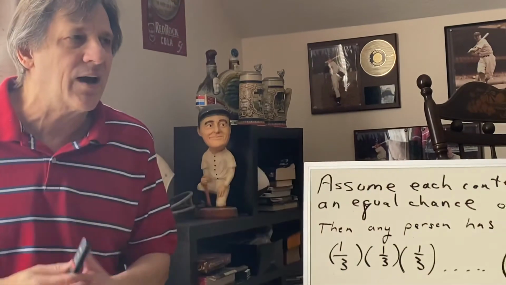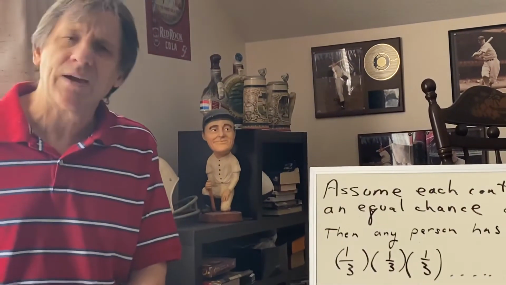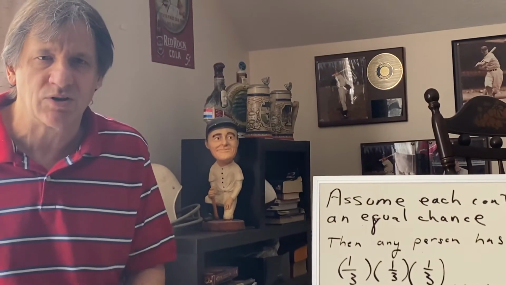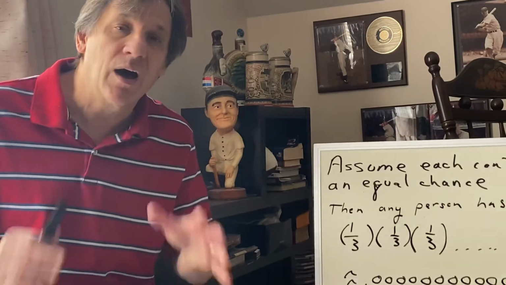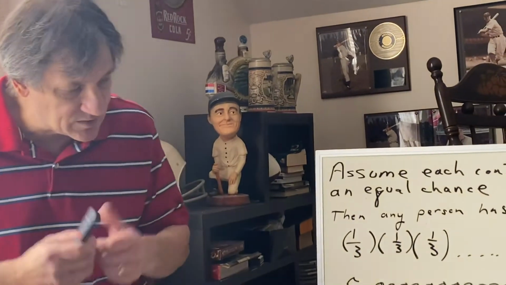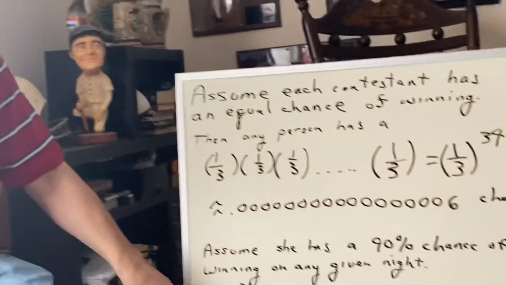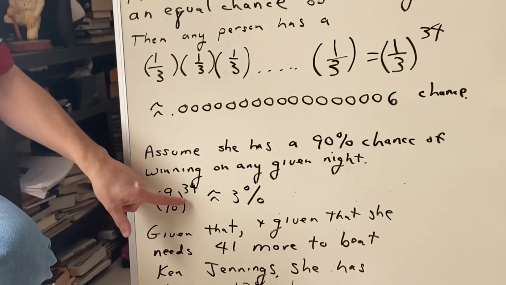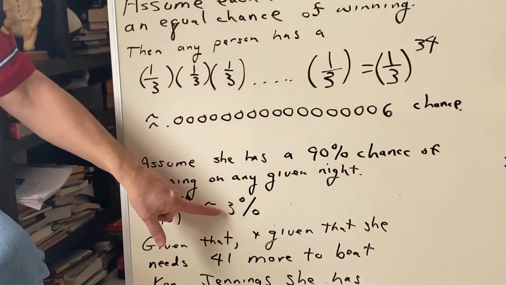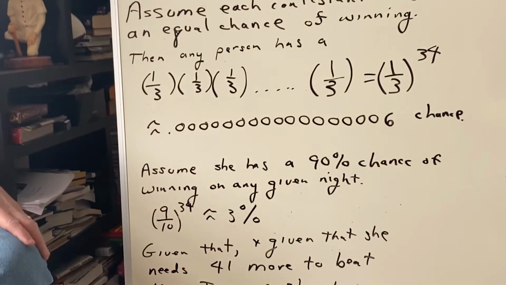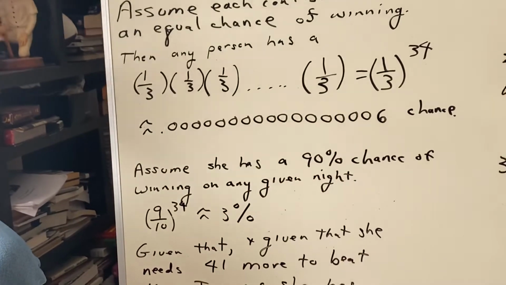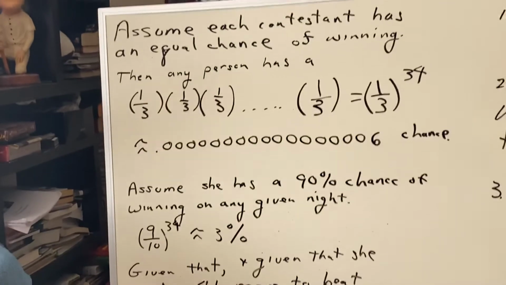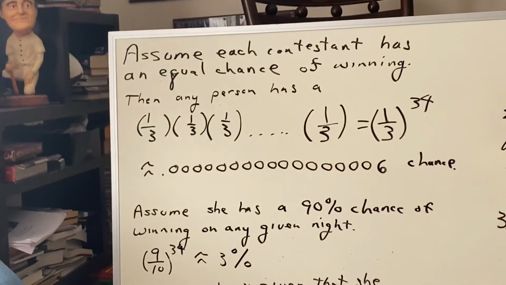But you might just kind of speculate, well, what if she had a 90% chance of winning any particular match in those first 34? What would the probability then have been of winning her first 34 matches? That's real easy. It would just be 9/10 or 90% to the 34th power. That's still pretty rare. That's approximately 3%.